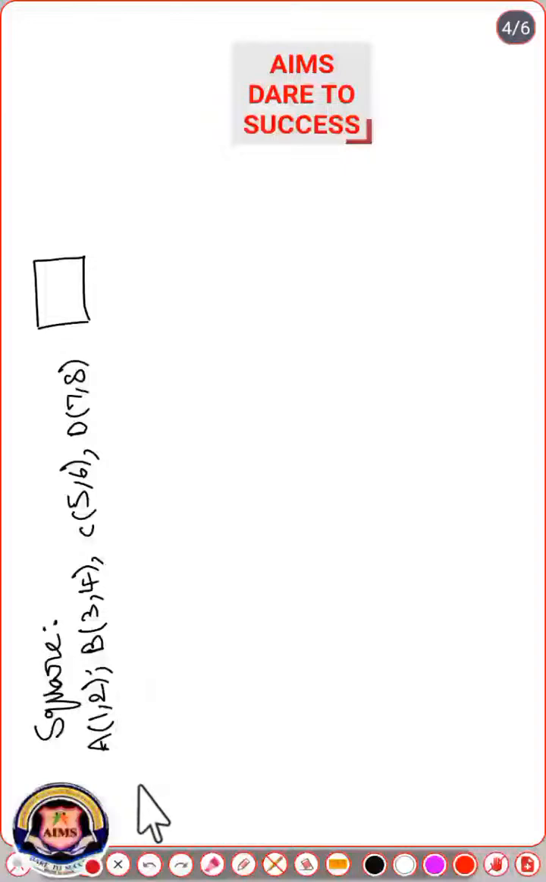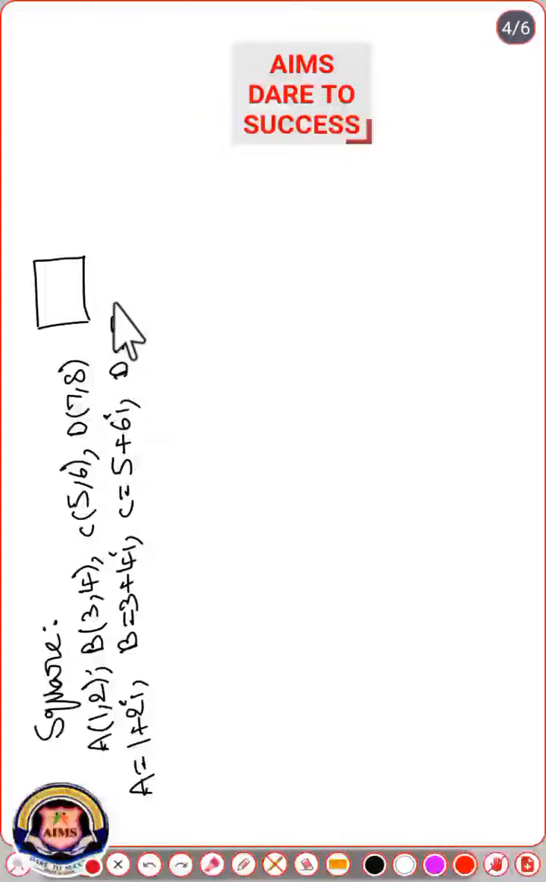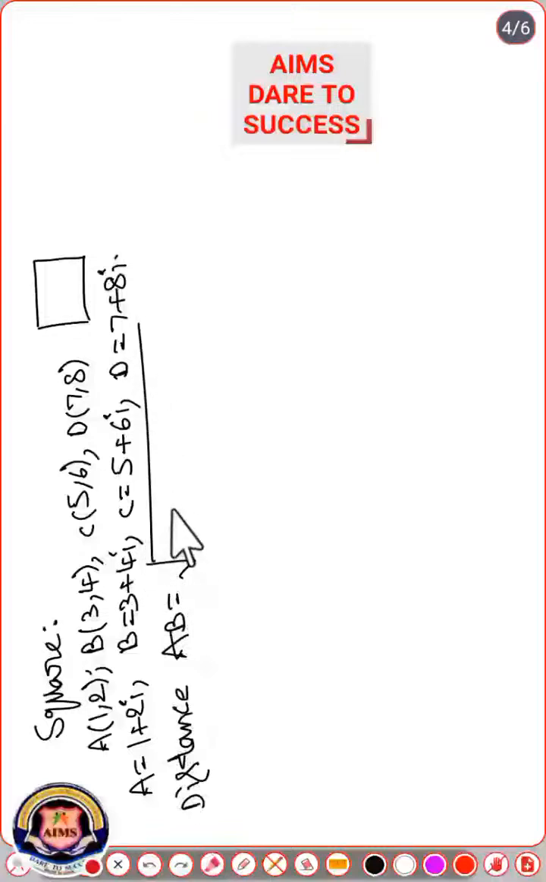1 comma 2 means generally A is equal to 1 plus 2i, like this they give. Next B is equal to 3 plus 4i, C is equal to 5 plus 6i, D is equal to 7 plus 8i. Here you can use the distance formula. The distance between 2 points is equal to under root of x2 minus x1 whole square plus y2 minus y1 whole square.